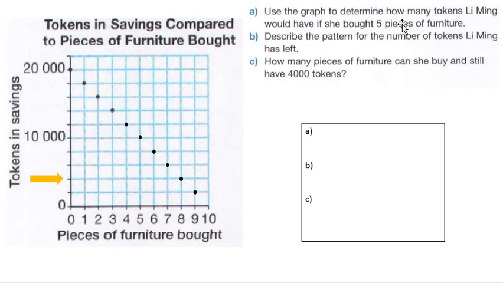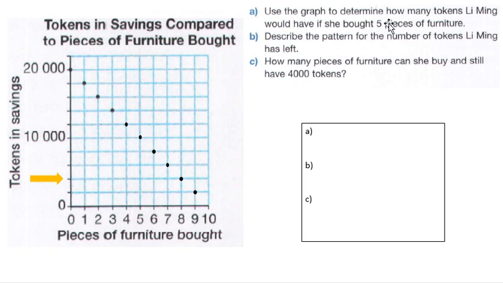Let's look at our questions now. I've copied the questions over here again. And number 1, use the graph to determine how many tokens Li Ming would have if she bought 5 pieces of furniture. So I've gone ahead and filled in the rest of the graph. You'll notice that all the points on this graph appear to be exactly in one straight line. So every time we buy another piece of furniture, we take away 2,000 tokens from our axis on the left.